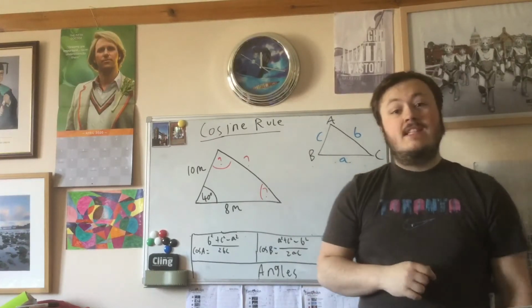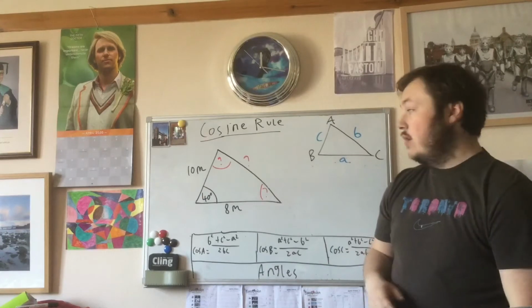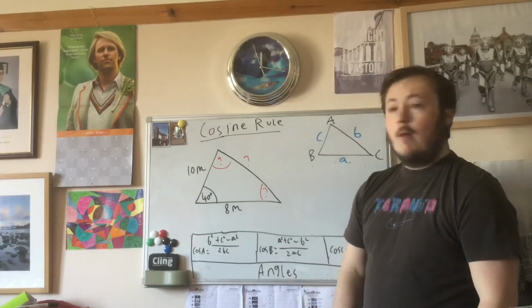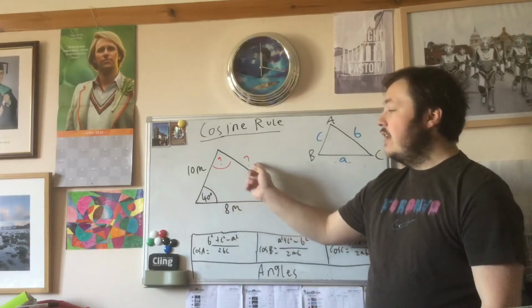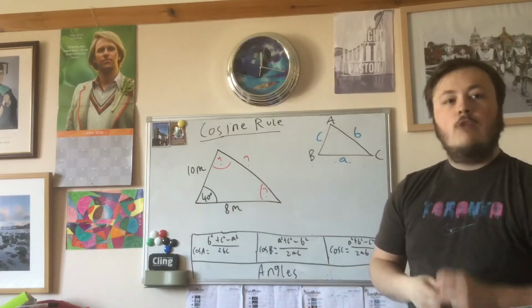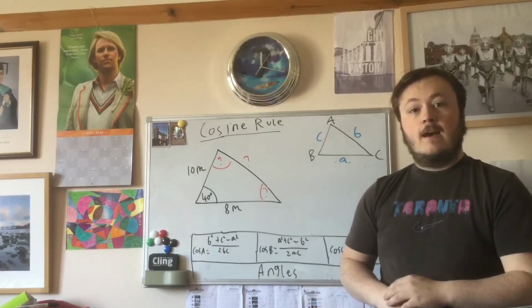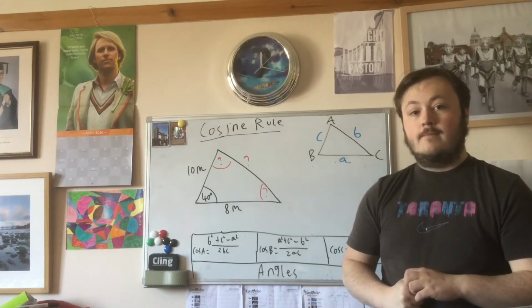So what we're going to do is, this is the problem. I have a triangle, I have 10 metres, I have 8 metres, and I have 40 degrees. I want to find this angle, and this side. How do I find it? Pause the video, work it out for yourself, and then I'm going to go through it.